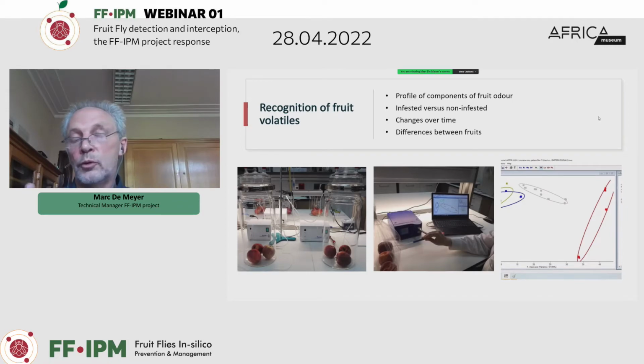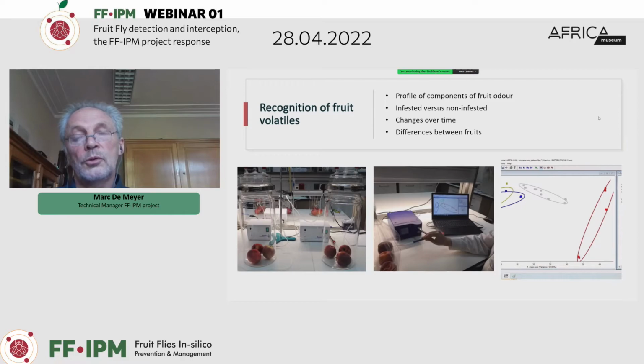It's a bit like a perfume. If you buy a perfume, you can read that it has a touch of this and a touch of that. So it is also an assembly of different odors. Well, with fruit, it's just the same. And like you may be able to smell the difference between a Chanel No. 5 and a Paco Rabanne perfume, with chemical analysis, you can actually find the difference between an infested and a non-infested fruit.